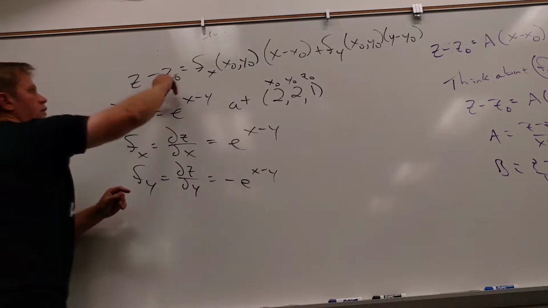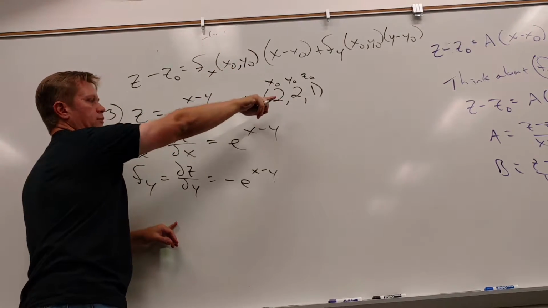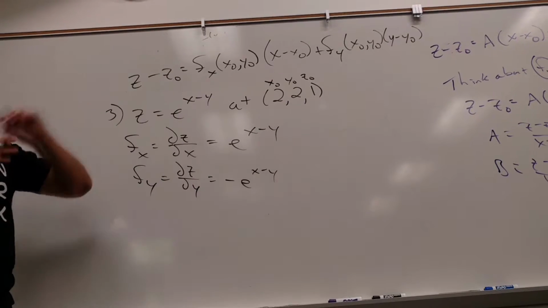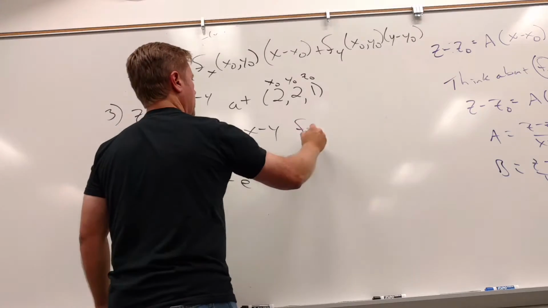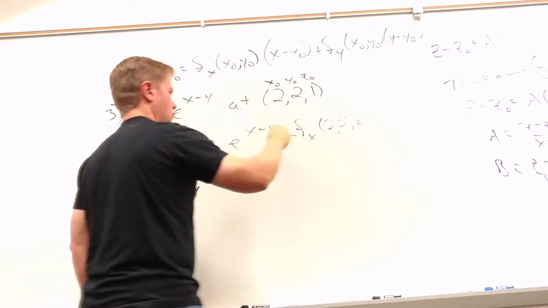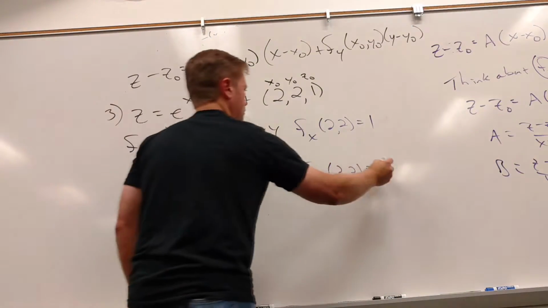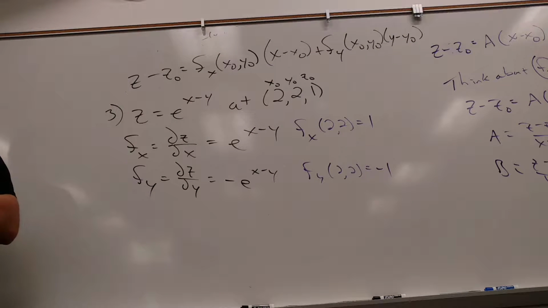So now to finish filling this in, I got x naught, y naught, z naught. I need fx evaluated at the point in the domain, and fy evaluated at the point in the domain. So what's fx evaluated at 2, 2? 1. And what's fy evaluated at 2, 2? Negative 1. So go ahead and just take a minute and write down the equation of the tangent plane. You're done, basically. You just got to collect it all together.